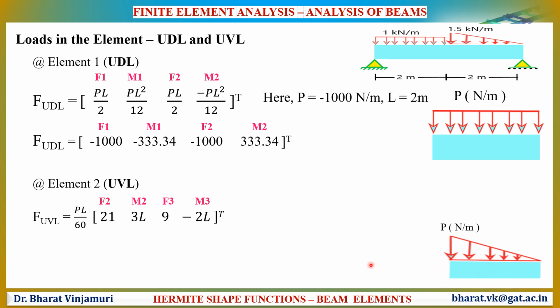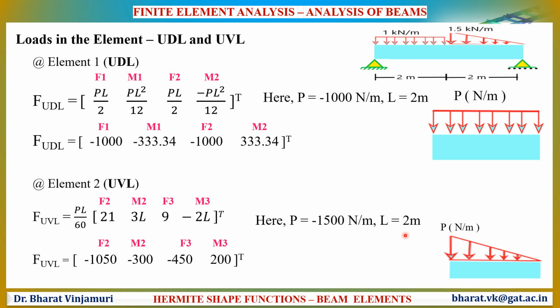The equation to determine uniformly varying load force vector is represented as shown in the figure. In this case, the value of P is minus 1500 Newton per meter and length will be 2 meters. By substituting these values, we will be able to get the value of uniformly varying load force vector. Since there are 2 different elements, the values will be assembled.